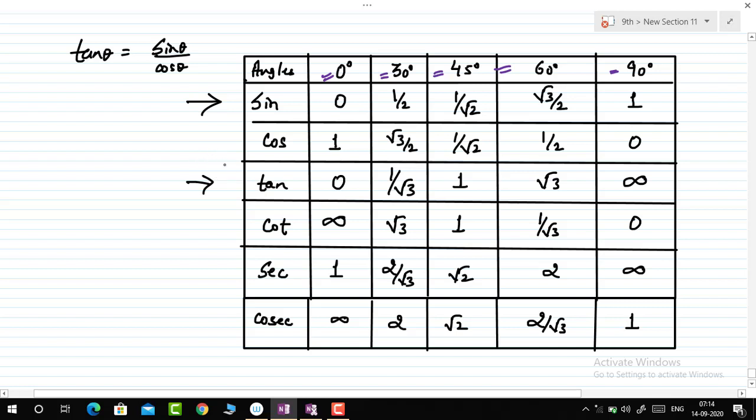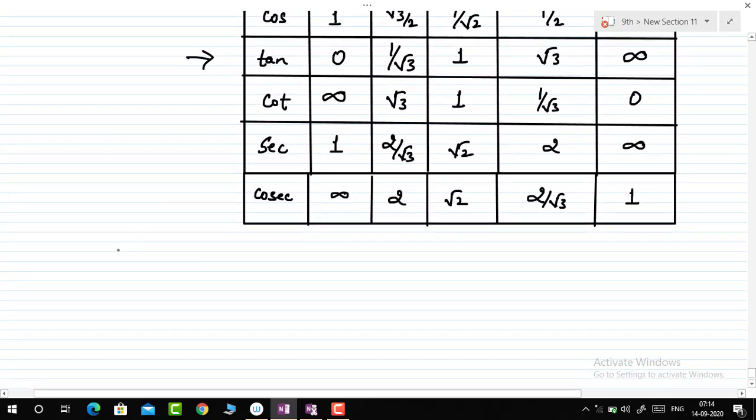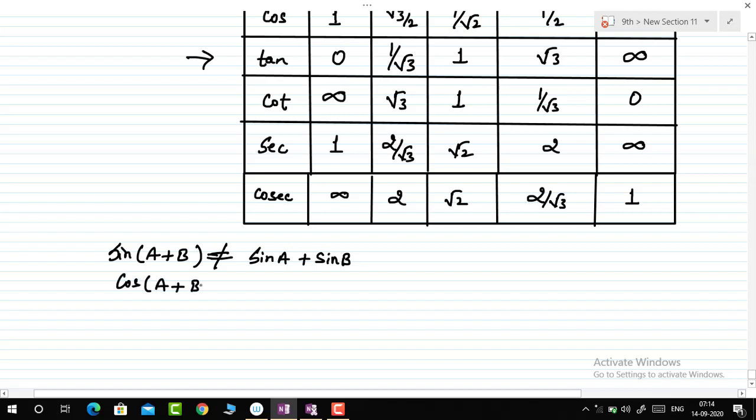Now, in your book it is mentioned that if I write sine A plus B, then we cannot distribute it into sine A plus sine B. This is incorrect. Similarly, cos A plus B cannot be equal to cos A plus cos B, and tan A plus B cannot be equal to tan A plus tan B.